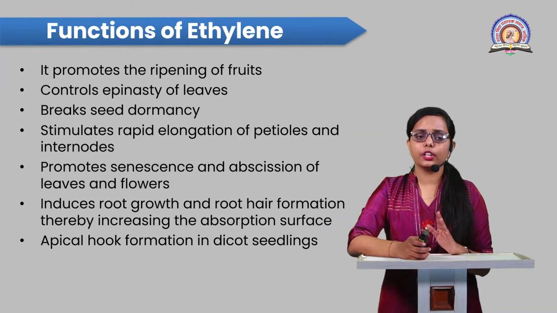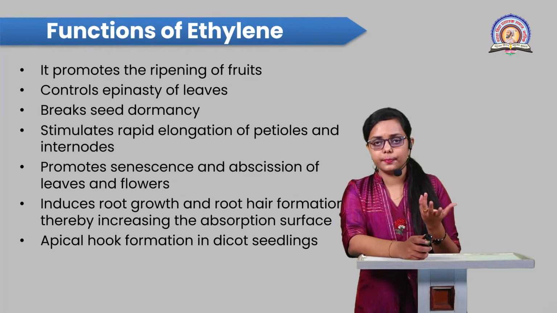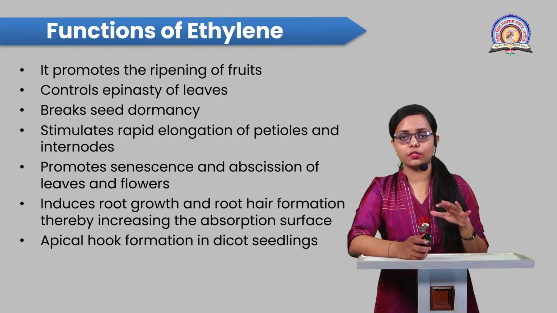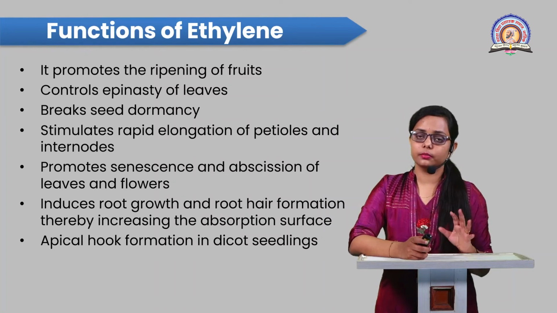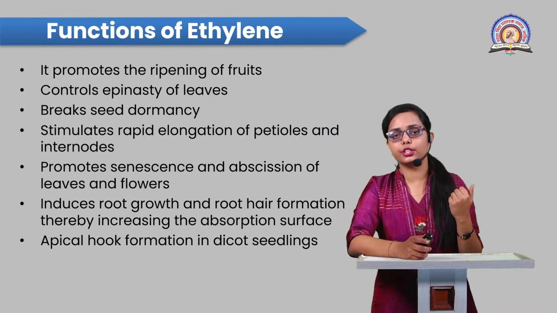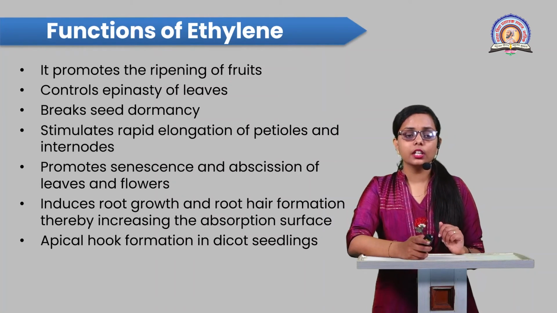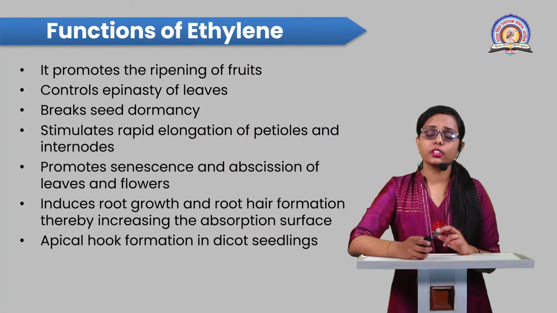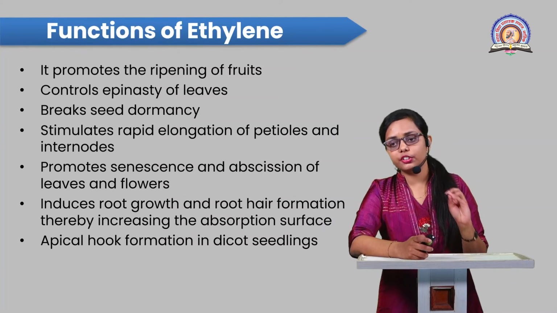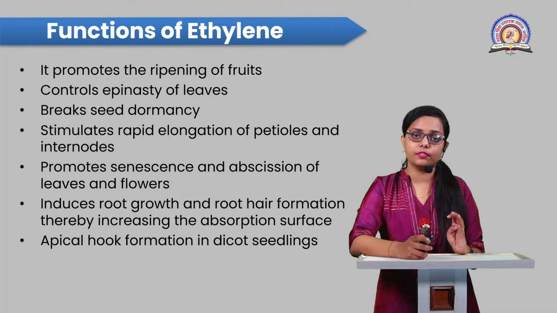It stimulates rapid elongation of petioles and internodes. So when there is excess water or a flooded condition, the plant grows in height to avoid the damage because of the excess water. That time ethylene shows its function. It elongates the petiole and internode so as to prevent decay due to excess water. It promotes senescence and also abscission of leaves and flowers. So this is the important function of ethylene in leaf fall, fruit fall, and flower fall, as it promotes senescence and abscission of leaf and flowers.